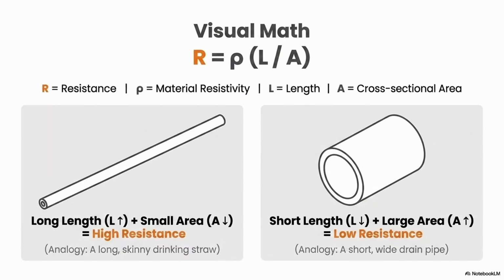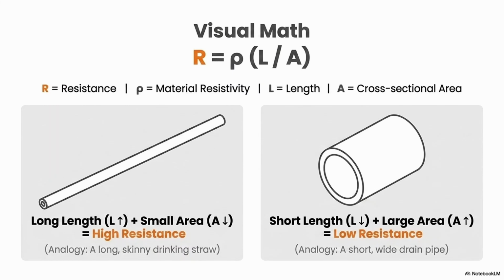Which explains why jumper cables for a car battery have to be so incredibly thick. If you tried to pull that massive surge of current through, say, a thin little phone charger wire, the friction would instantly melt it. Exactly. The density of collisions would cause the temperature to spike past the material's melting point in a fraction of a second. So, okay, moving on to slide 6.